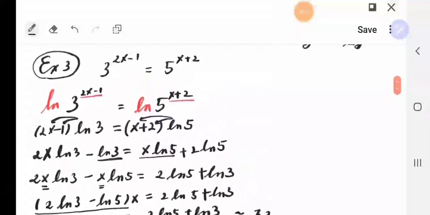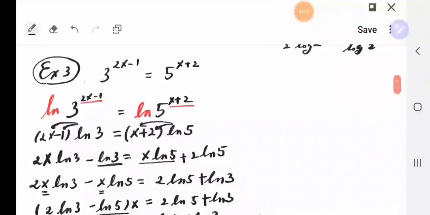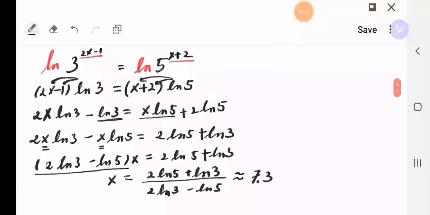So what we did is just take ln on both sides. You can use ln or logarithm, still fine. Anything's fine. You will get the same answer.